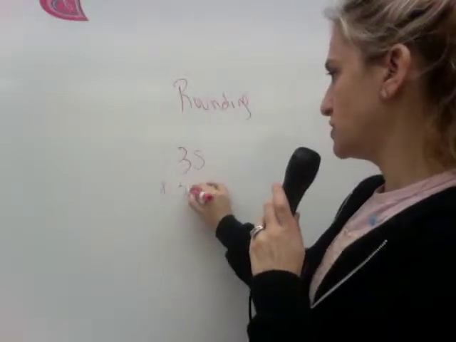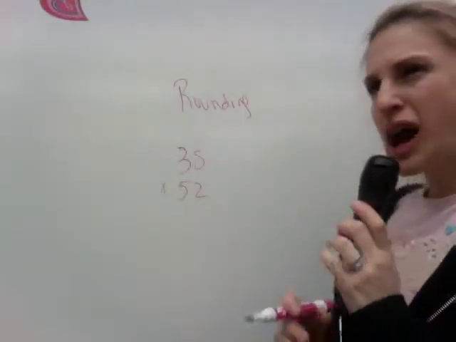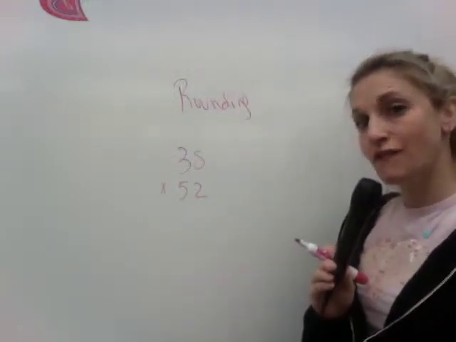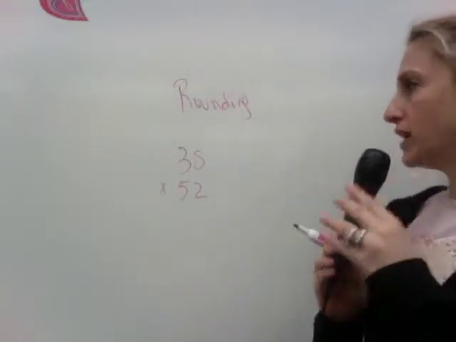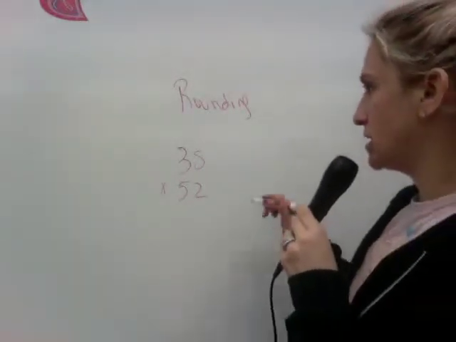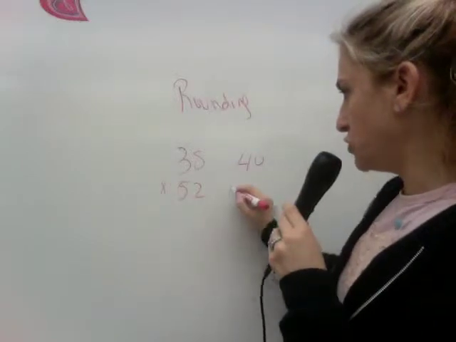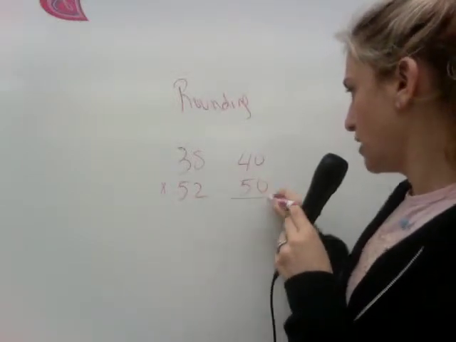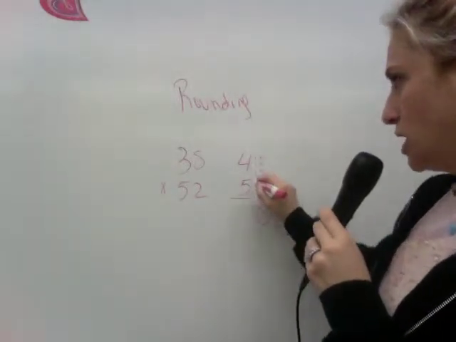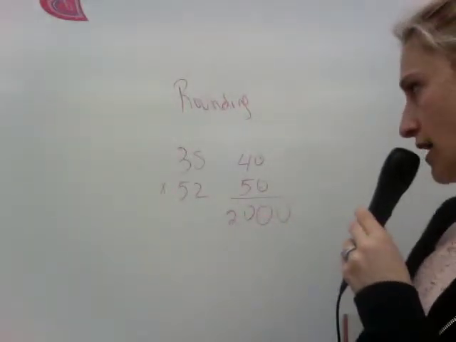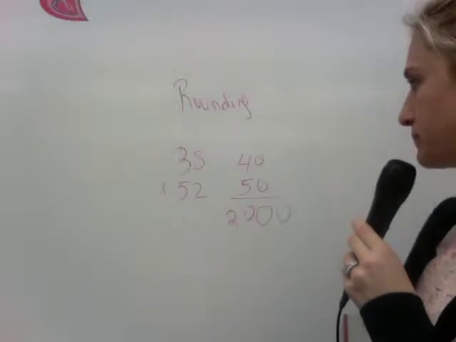38 times 52. I want to know what my answer should be around, so that if I get an answer like 5,200,000 and something, I know I'm way off base. So 38 rounds to 40, 52 rounds to 50, count my zeros, 1, 2, and 4 times 5 is 20. So my answer should be around 2,000 if I do it properly.